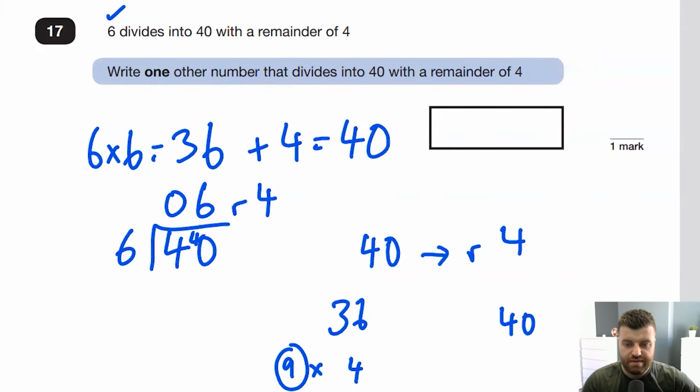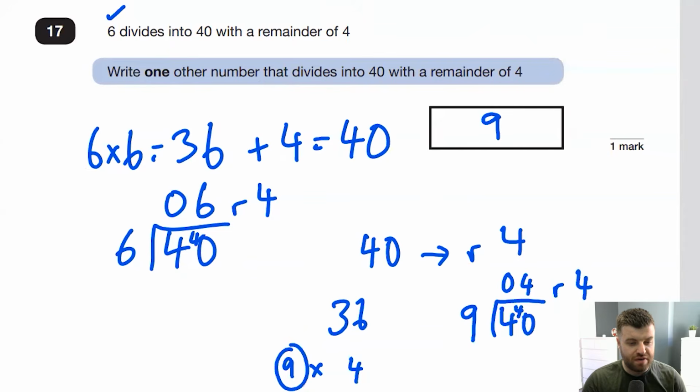Let's put 40 in. We're going to divide it by 9. 9s into 4 don't go. 9s into 40. 9, 18, 27, 36. So 4 lots of 9, 36, has a remainder of 4. So the answer is 9.